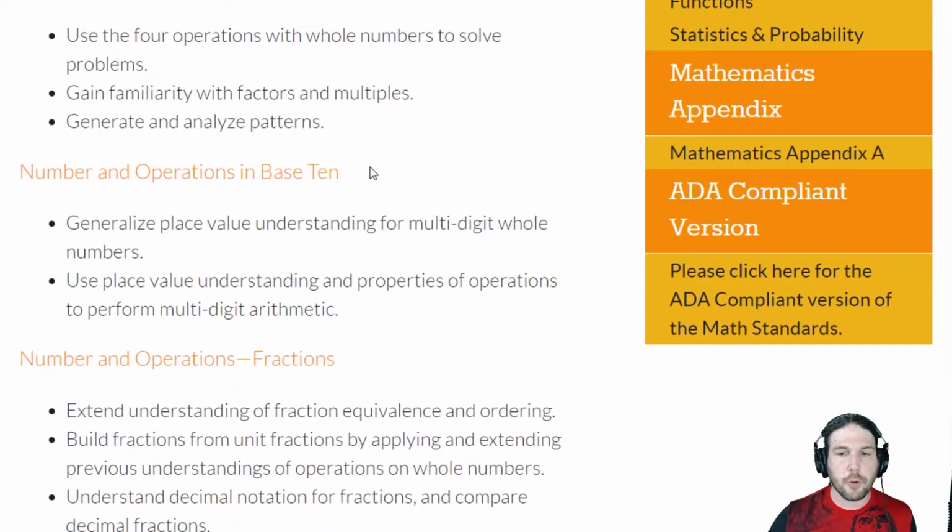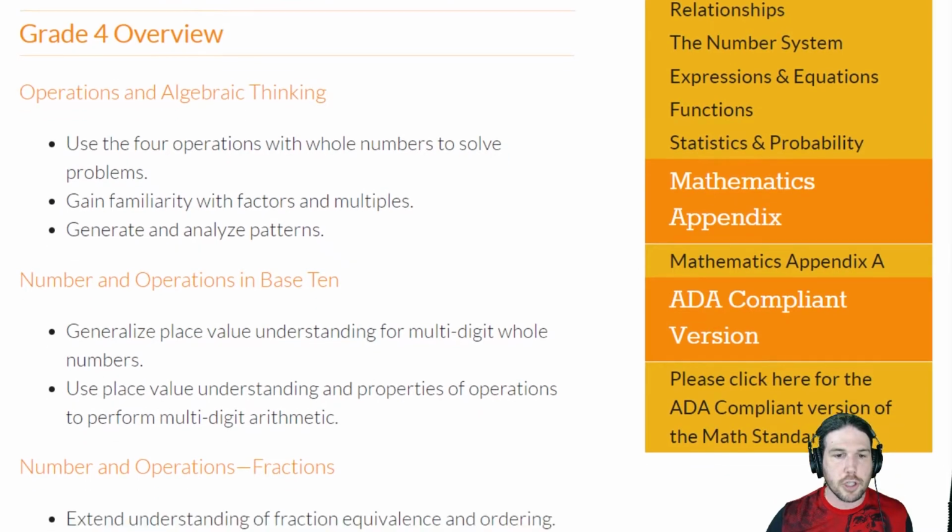So, grade 4 overview. Let's go ahead and just do a quick breakdown. Operations and algebraic thinking. Use the 4 operations, addition, subtraction, multiplication, and division with whole numbers to solve problems. Easy peasy, just like we've been doing since probably first grade. Gain familiarity with factors and multiples. A factor is just something that's being multiplied by something else. Same deal with a multiple, right? It is some number that has been multiplied a certain number of times.